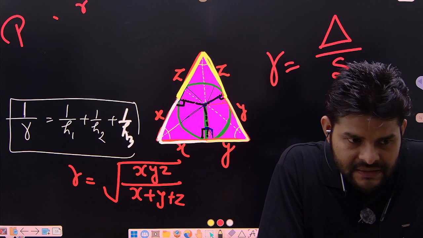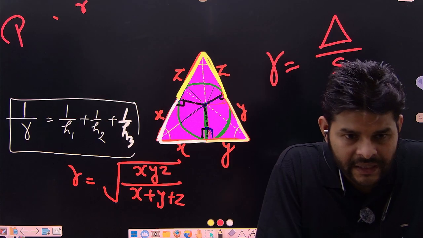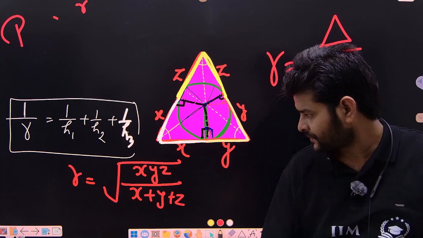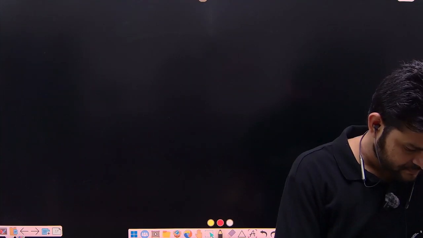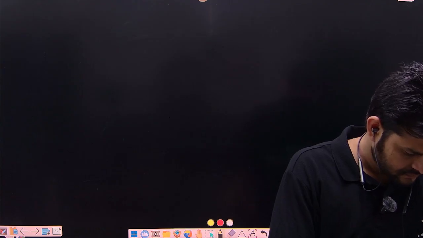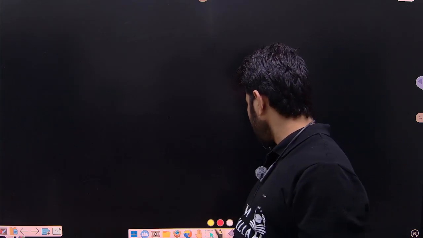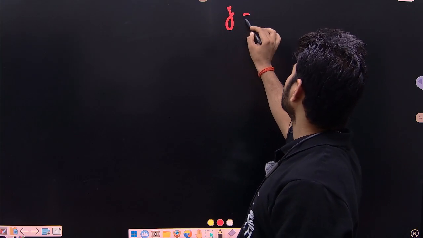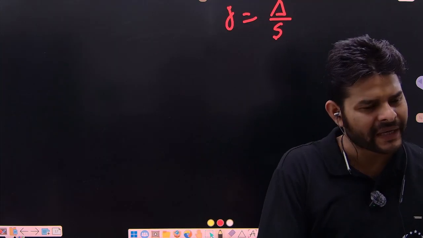Now the heading is incircle radius in a right angle triangle. In a right angle triangle the scenario changes. So guys, the first formula, which one? R equal to this one. This is the universal formula. We can apply it anywhere.